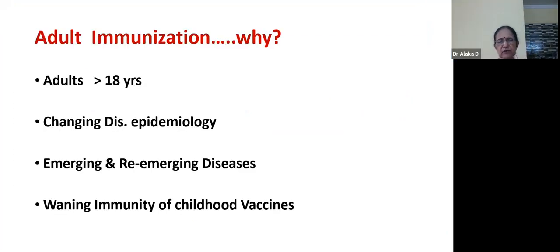So why adult immunization? I'm not saying that only the patients who are above 50 years of age or senior citizens need to be immunized. I'm talking about adult immunization. As per the definition, we now include up to the age of 15 as pediatric, 15 to 18 as adolescent, and above the age of 18 we call them adults. They also need to be protected against these diseases.